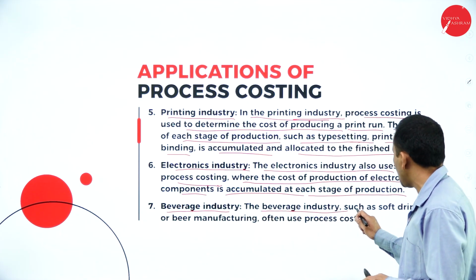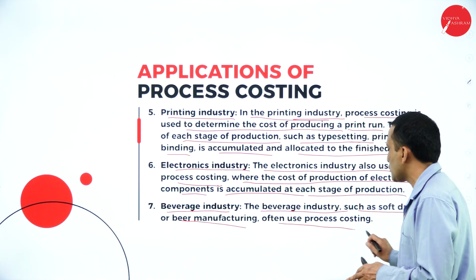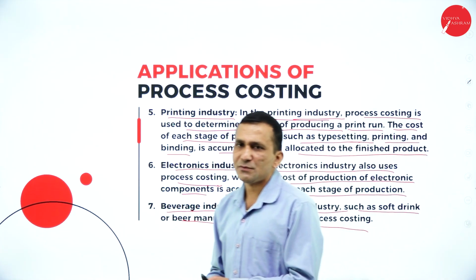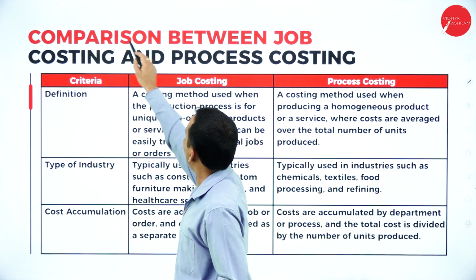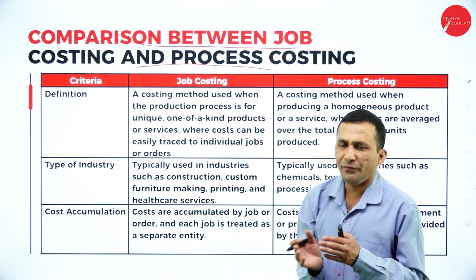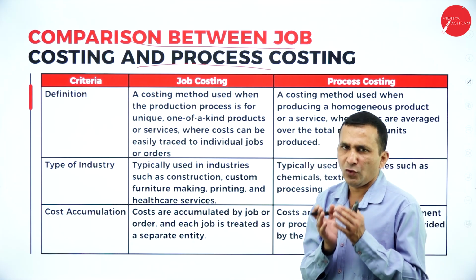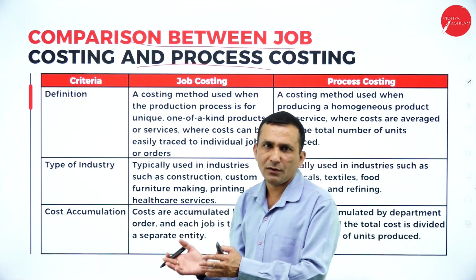The beverage industry, such as soft drink and beer manufacturing, often uses process costing. There are different types of process we identified. Okay, moving forward, next one, comparison between job costing and process costing. So here we know the job costing will be performed only for the specific job. The process costing is going for a number of processes.